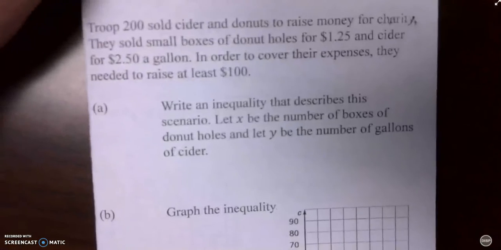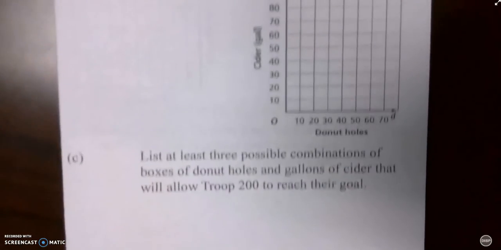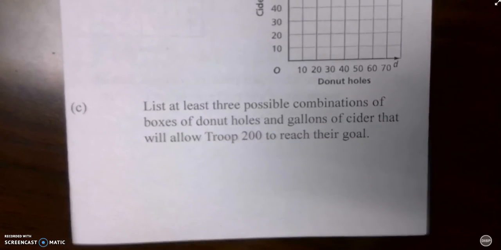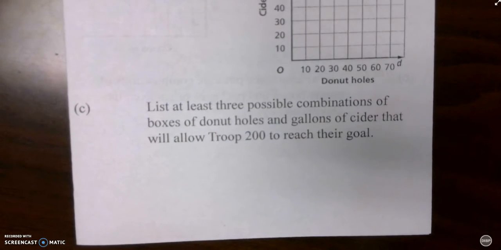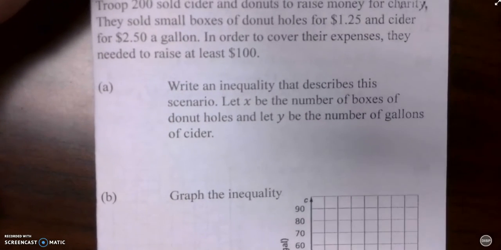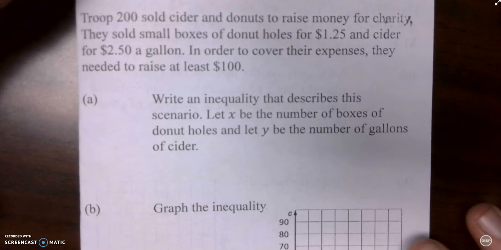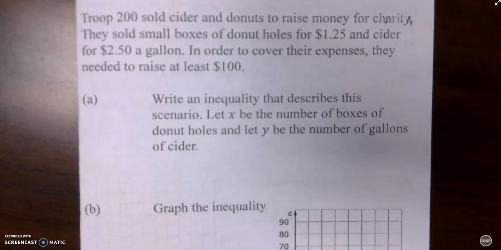Part B is going to ask us to make a graph of the inequality. And then Part C asks us to list at least three possible combinations of boxes of donut holes and gallons of cider that will allow Troop 200 to reach their goal. So let's go back here and look at Part A now. Part A says write an inequality that describes this scenario. Let X be the number of boxes of donut holes, and let Y be the number of gallons of cider.